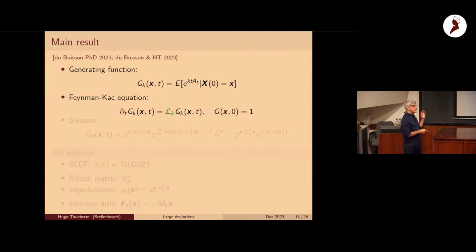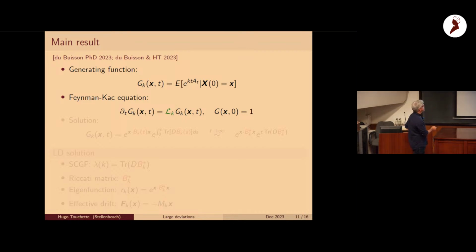Okay, so I want to apply this theory now, going back to the linear diffusion case, the general case of linear diffusions, for the three types of observables that I've defined. The way we do this is that we do not solve the spectral problem. What we do is solve the generating function exactly because we have a linear process, and the observables are linear or quadratic.